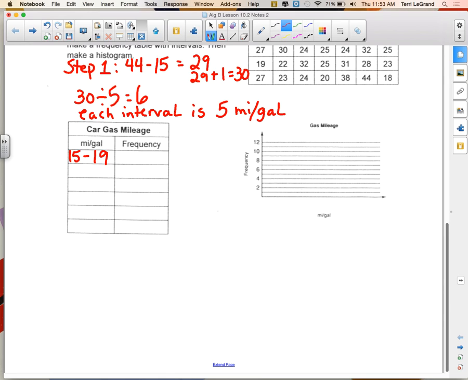What would the next interval be? Where's it gonna start at? 20. It doesn't have to start at 19, we already included 19. And it's gonna end at 24.